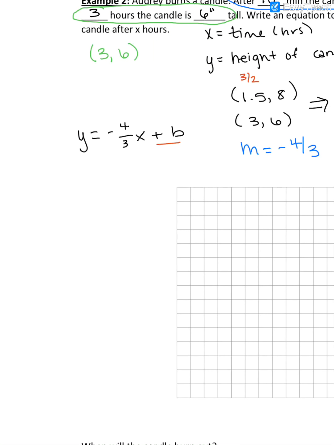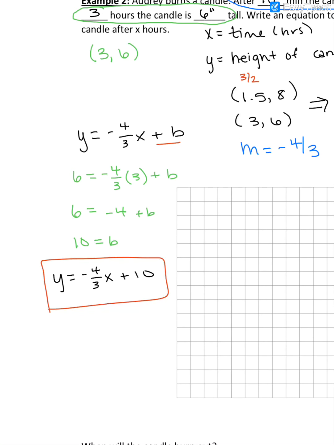So plugging in the x and the y first, it doesn't matter which point you would use. I would probably pick the 3, 6 point because they're whole numbers. So I have 6 equals negative 4/3 times 3, plus the b is what's unknown. 6 equals negative 4. If I multiply by 3 and divide by 3, it goes away, plus b. I'm going to add 4 to both sides. 10 equals b. So now I can rewrite my equation now that I know b. So my equation is y equals negative 4/3 x plus 10, because I found that b was 10. So that's one way to do it.